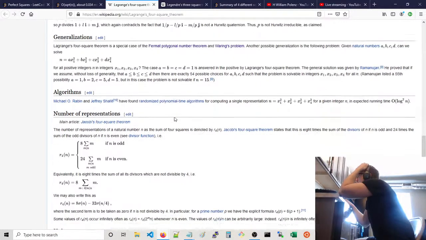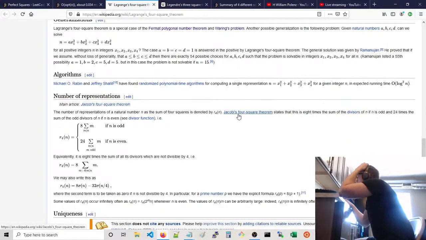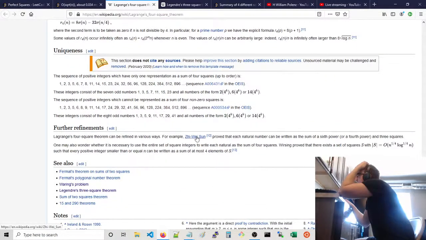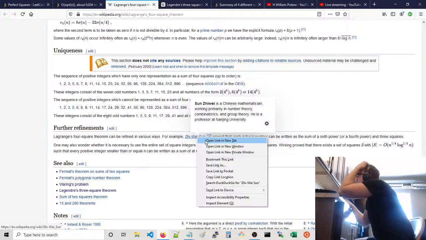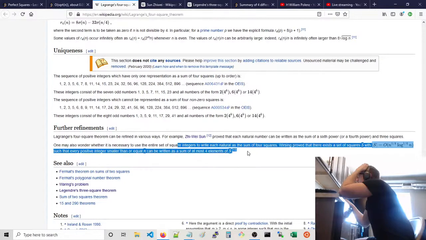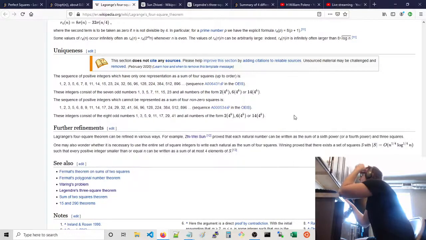Number of representations. Jacobi's four-square theorem. Oh boy. Sun Zhiwei: each natural number can be written as the sum of a sixth power over fourth power and 3 squares. It can be refined. It's necessary to use the entire set of square integers to write each natural number as the sum of 4 squares.